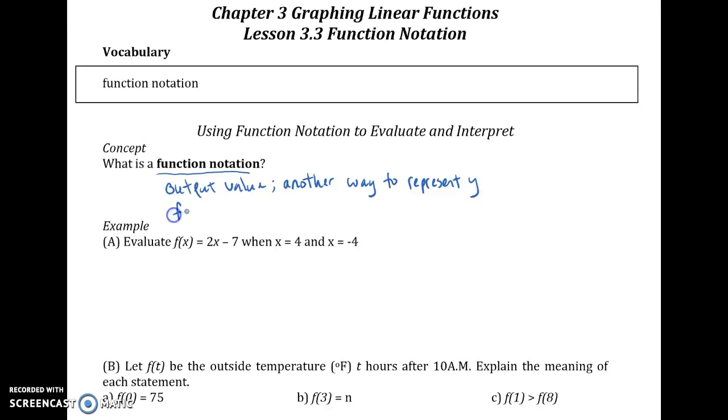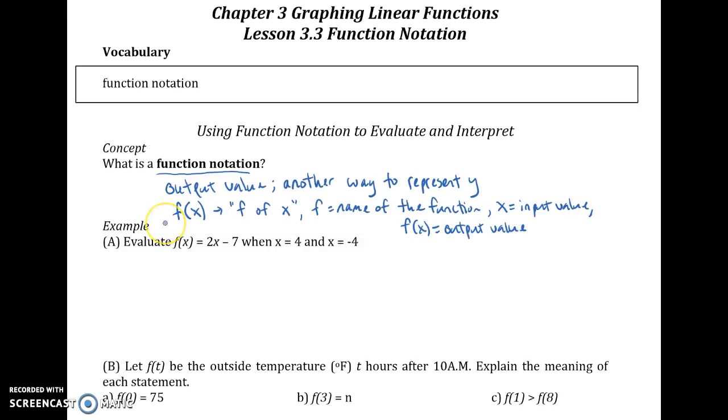You're usually going to see something like this: f and then parentheses x. You read this as f of x. What this states is f is the name of the function, and x is your input value, and then f of x is the output value.